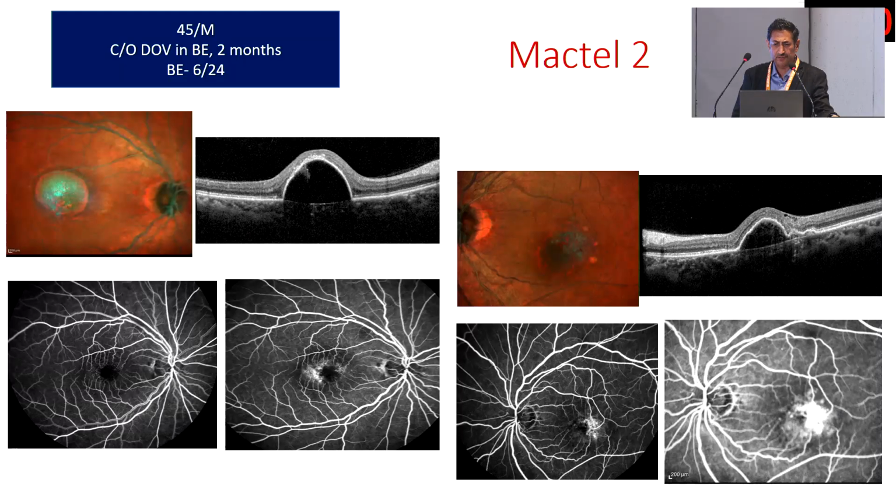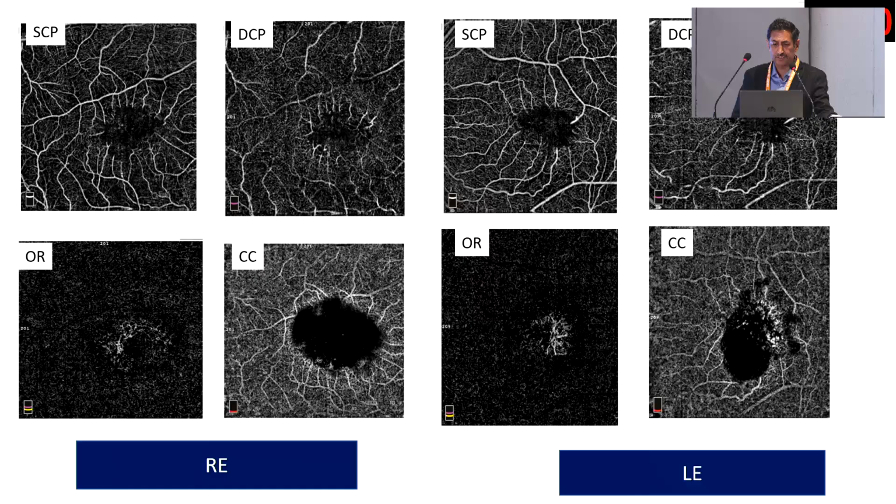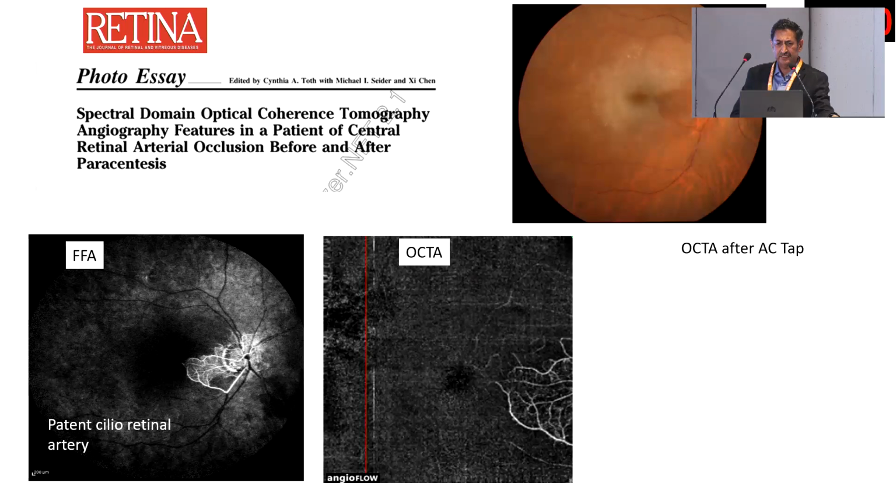This is a case, you can see MacTel, there's a ilium drape sign here, but in both eyes there is a PED. So MacTel can sometimes get complicated by CNVM formation. So FFA can give some idea, but because of the leakage, you don't really appreciate much. But OCTA definitely shows there is a neovascularization here, and this patient will need anti-VEGF.